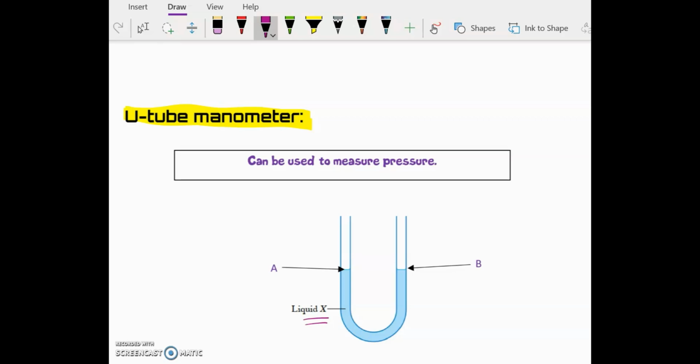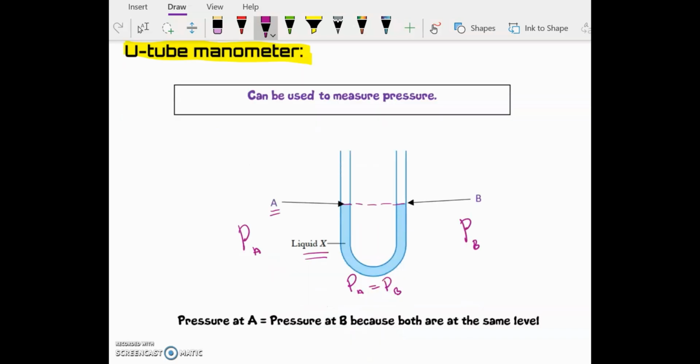On the left side I have A, and the pressure at A is PA, and at B the pressure is PB. You can see that the level of A and B is the same. When the level is the same, the pressure at that point must be the same. So pressure at A equals pressure at B.